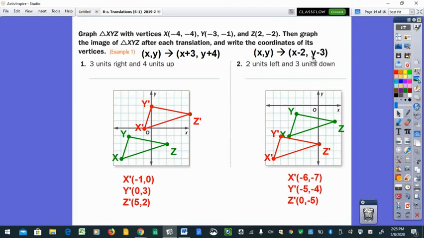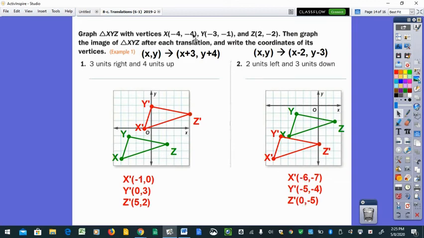3 down is taking your Y coordinate minus 3. So if you take the X of -4 minus 2, you're going to get -6. If you take the X of -3 minus 2, you're going to get -5. And if you take the 2 minus 2, you're going to get 0. So you can go right to these points actually without graphing.